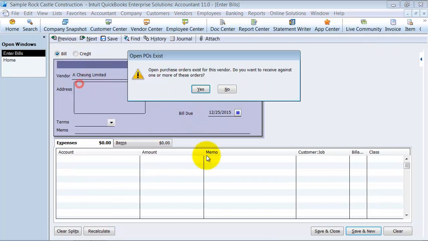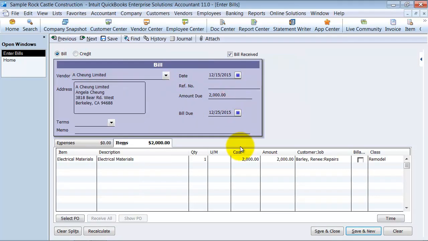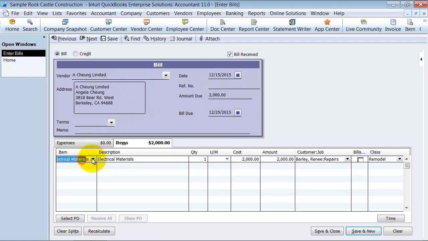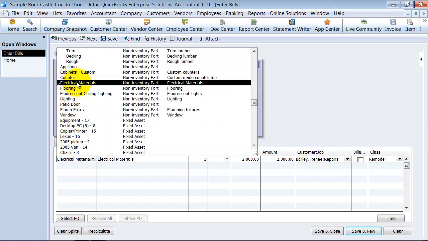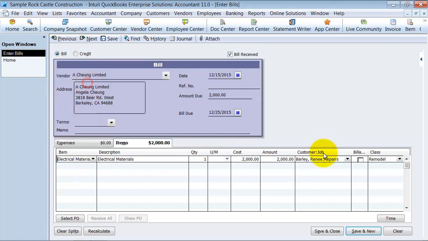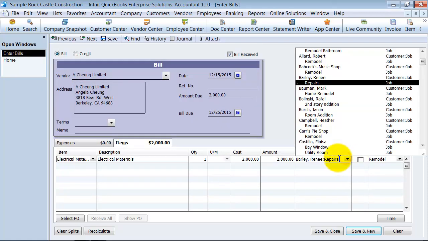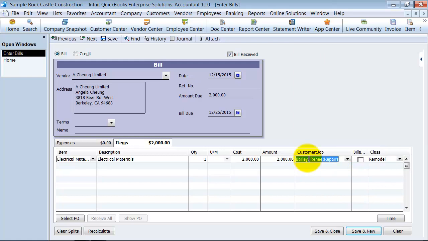So I'm just going to go ahead in here and choose one of my vendors. I'm going to say that we are buying non-inventory parts, electrical materials, from this vendor. And I'm going to delete the customer information because that's not important for this.